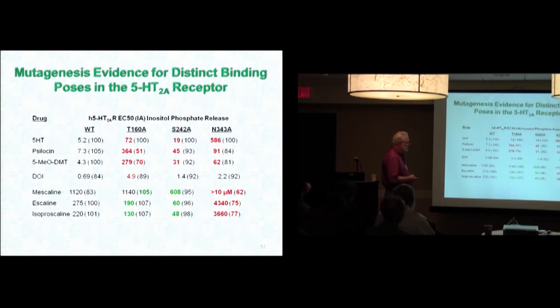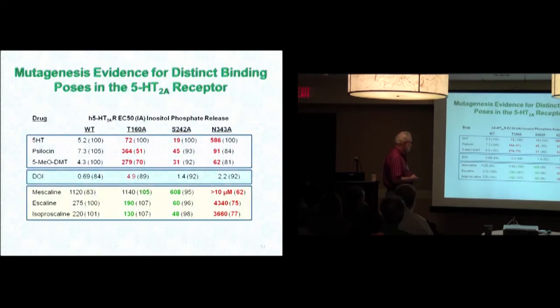We also know that these drugs have distinct binding profiles. For example, we have tryptamines here. We have DOI as a representative of the 2,5-dimethoxy substituted compounds. Mescaline, escaline, and isoproscaline. These differ just with escaline has an ethoxy in the 4 position, and isoproscaline has an isopropoxy in the 4 position. And what you see with the red colors is a decrease in affinity.